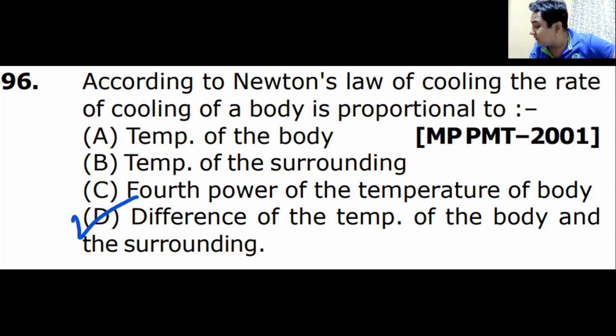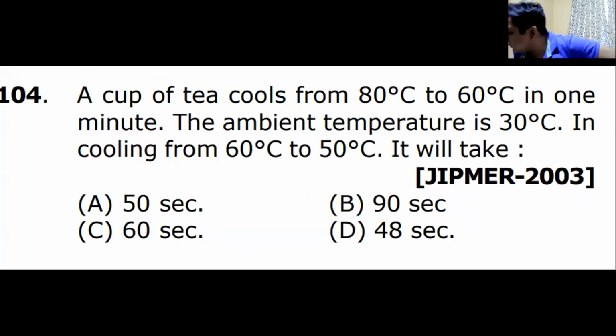Okay. Now comes a numerical, and I hope that you would be able to solve this numerical, and here it comes. JIPMER 2003. A cup of tea cools from 80 to 60 in 1 minute. The ambient temperature is 30. In cooling from 60 to 50, how much time will it take?